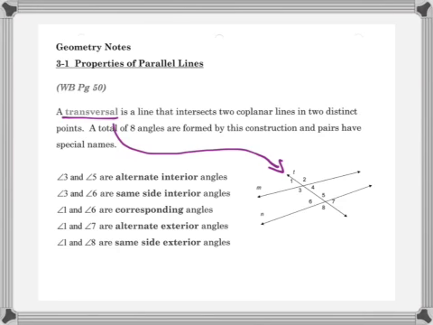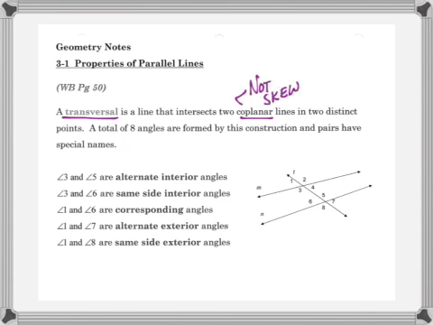Alright, so we're going to have really three things in this lesson. One is a bunch of naming of angles. The second is some postulates and theorems that tell us, if we're given parallel lines, what do we know? And the third part is the converse of those theorems. So there's our transversal, the line that goes through the two lines, and then we have 5 names for types of angles that are formed.